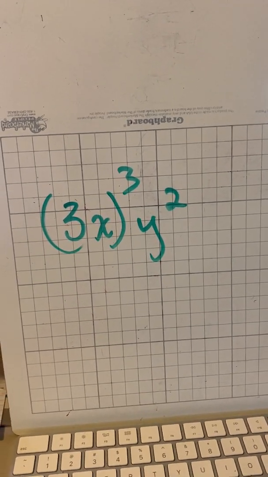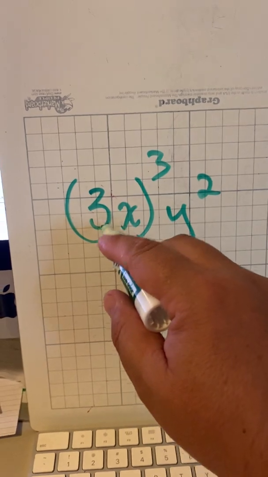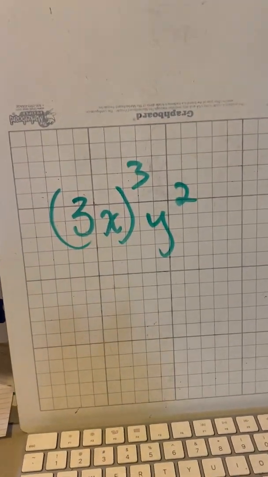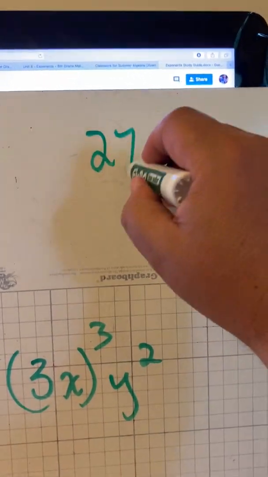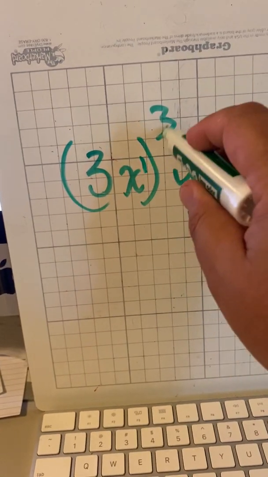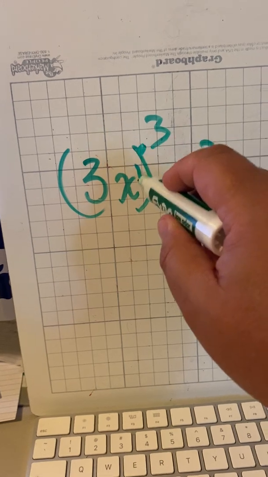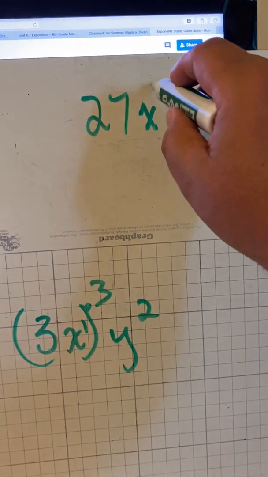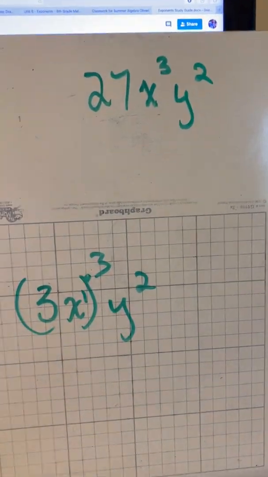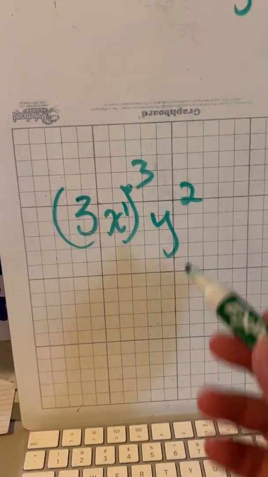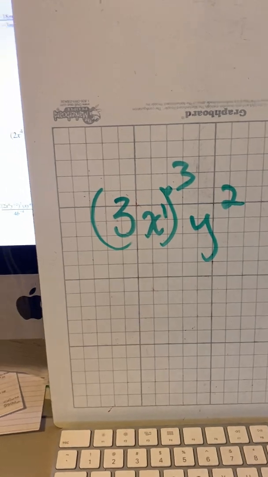Okay? So 3x to the third power, 3 is to the third power. 3 times 3 is 9, times 3 is 27. X to the first to the third power, you have to multiply these, 1 times 3. So it's going to be x to the third, y to the second. Why doesn't the y to the second change? Because it's not in the parentheses. It's just y to the second, whatever y is.